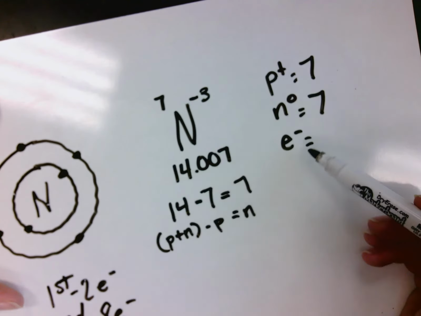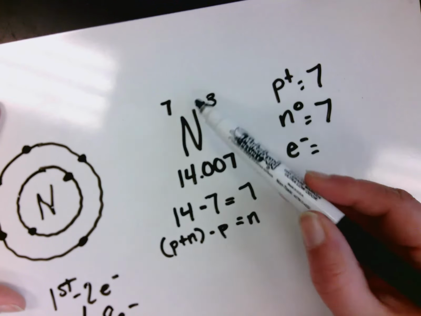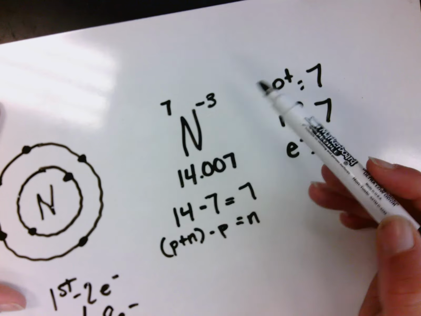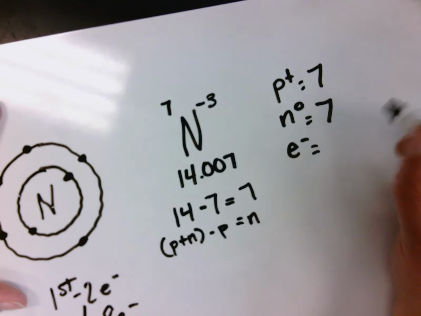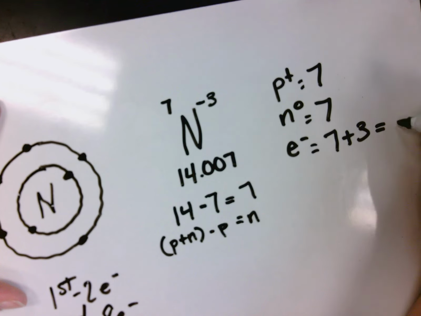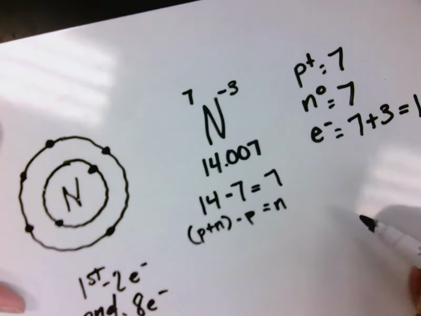Now, what does happen is my number of electrons change. Well, my oxidation number or my charge number tells me that nitrogen is going to gain 3 electrons when it becomes an ion. So it had 7 before. If I gain 3, then now I'm going to have 10 electrons. Okay? This is an ion of nitrogen.